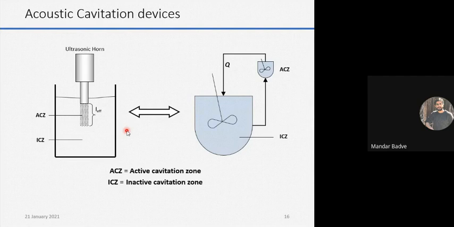Like for example, synthesis of nanoparticles, where your reaction volumes and production volumes are very small. We are talking about synthesis of a few grams or a few milligrams of nanoparticles. In that case, these devices are very effective, because they create very intense cavitation conditions compared to hydrodynamic cavitation. But since today's agenda is mostly wastewater treatment, I won't be talking anything about acoustic cavitation devices. I just wanted to show you how these devices work.